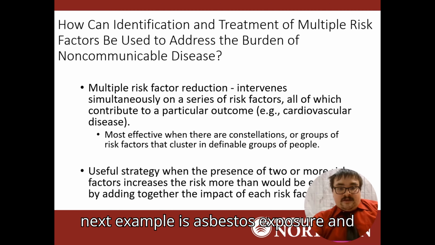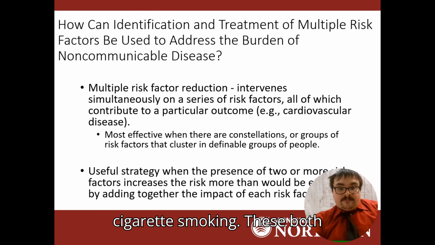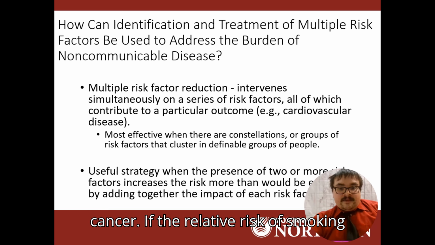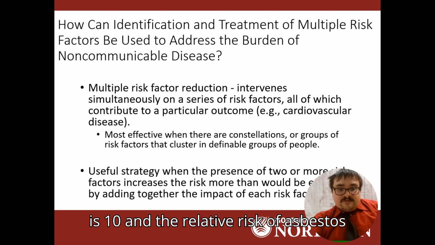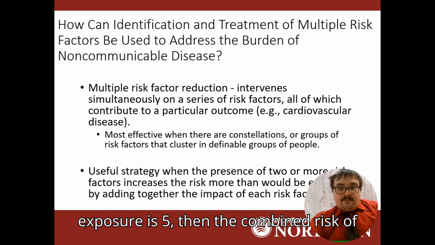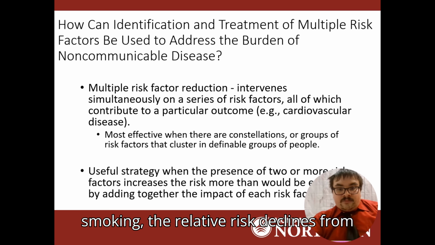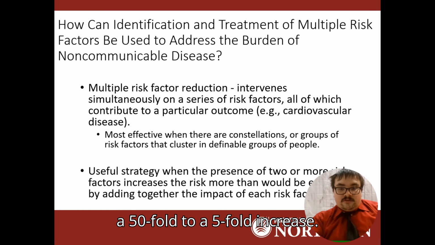Then for the next example is asbestos exposure and cigarette smoking. These both significantly increase the risk of lung cancer. If the relative risk of smoking is 10 and the relative risk of asbestos exposure is 5, then the combined risk of both is 50. However, if the person stops smoking, the relative risk declines from a 50-fold to a 5-fold increase.